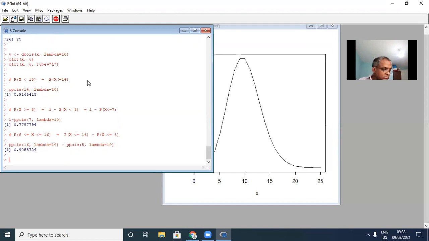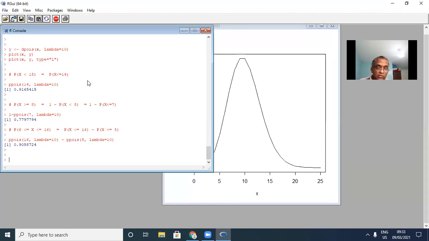All right, so that completes part 1 of exercise 2. Part 2 is asking you to find the lower quartile, median, and the upper quartile. To find the lower quartile, you use the qpois command with probability 0.25.